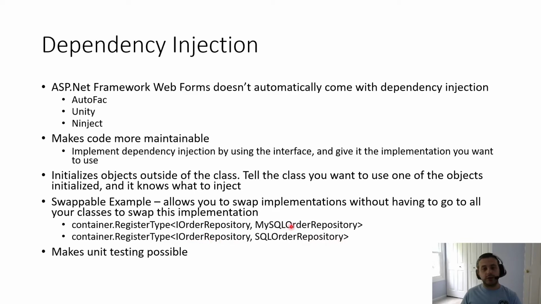And all I would need to do is go into my global.asax and change my MySQL order repository to SQL order repository to make that swap. Now all my classes that are using dependency injection on the iOrder repository are going to automatically use this. So I don't need to go into all my classes, into all my pages, and make this swap. I just have to do it in one place. And it makes unit testing possible as well.